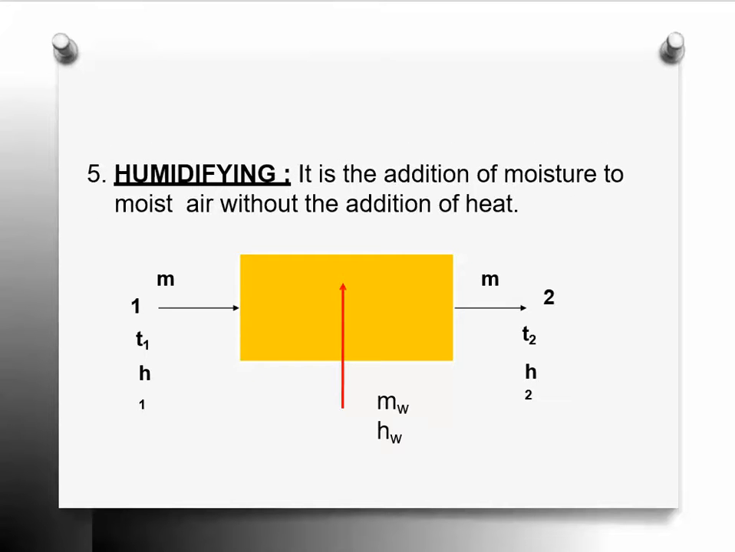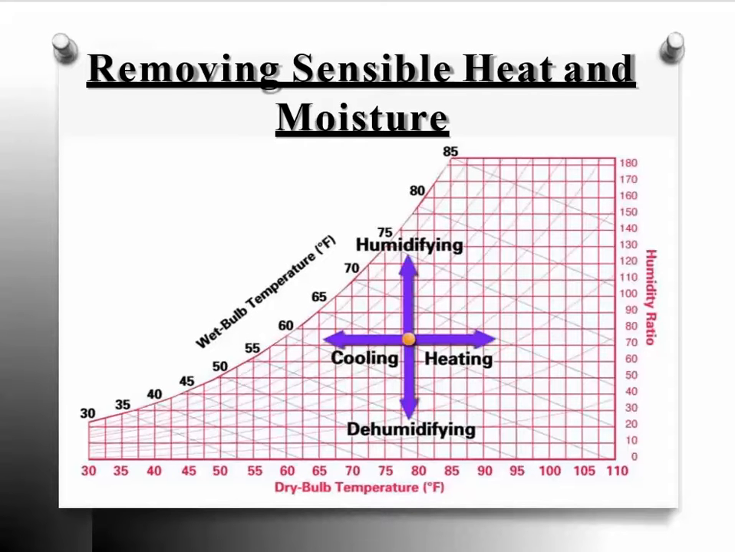Humidifying is the addition of moisture to the moist air without the addition of heat. This is a removal of sensible heat and moisture. If the dry bulb goes to the left side, it will act as cooling, and if the dry bulb temperature increases to the right side, that will be heating. If the humidity ratio is increasing, it will act as humidifying, and a decrease in the humidity ratio will cause dehumidifying.